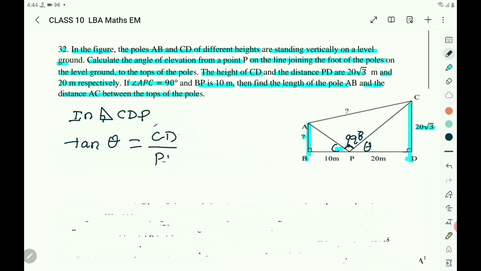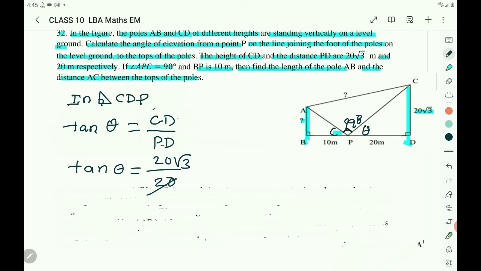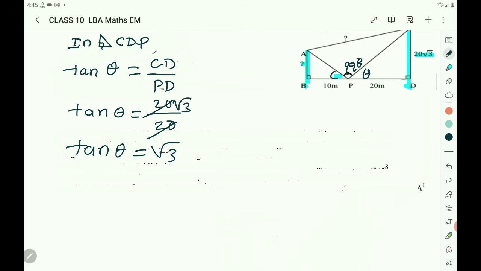CD by PD. Then you write tan theta is equals to CD, which is 20 root 3, by PD, which is 20. 20 root 3 by 20. You can cancel this one. You got tan theta is equals to root 3. Tan how much is root 3? Tan 60 is root 3.